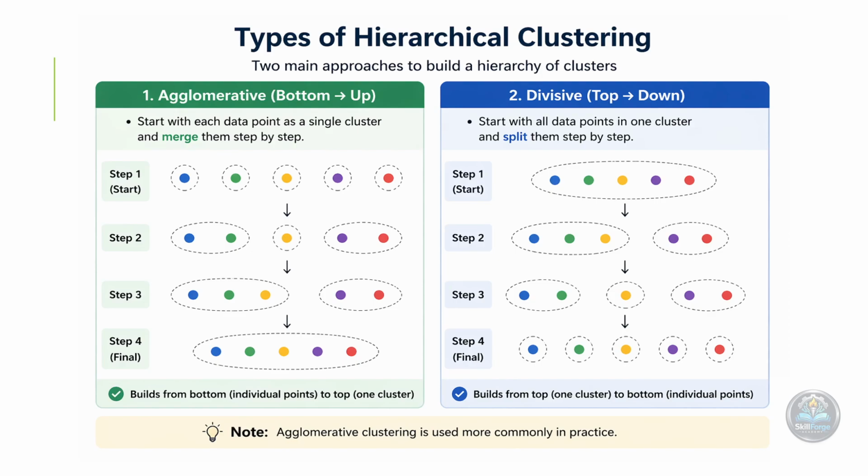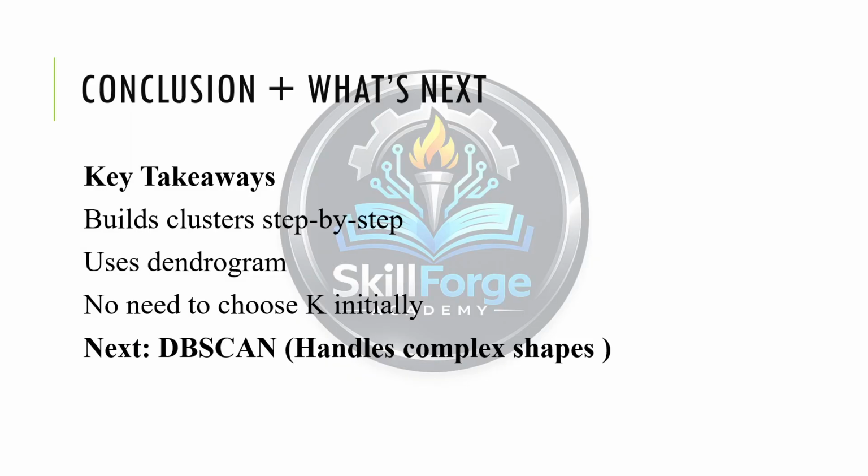Coming to the last part, if we conclude, hierarchical clustering builds clusters step by step and represents them using a dendrogram. It allows us to decide the number of clusters visually. In the next lecture, we will learn about DBSCAN, which can handle complex cluster shapes where k-means fails.